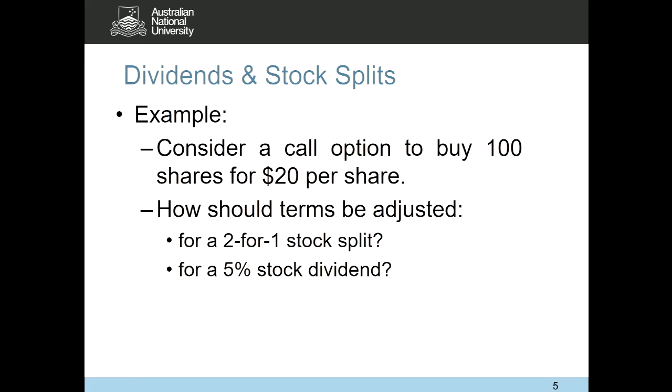And similarly, if the company pays, let's say, a 5% stock dividend, that means you would have an additional 5% of the shares. So that's a 5% impact on the number of shares, and that would also have an impact on the strike price.